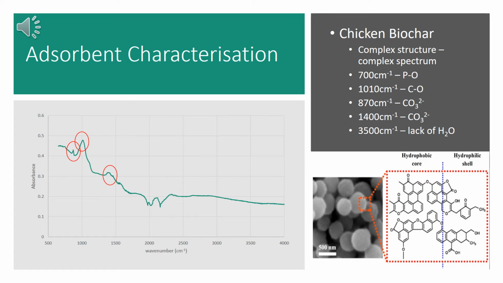Here you can see the FTIR spectrum obtained for chicken biochar. Chicken biochar is typically quite a complex structure, and that results in a complex FTIR spectrum, as you can see from the lack of resolution of these peaks. But there are a few peaks that you can identify, which I've circled here in red, and I've just given a brief rundown of what these peaks correspond to in terms of functional groups on the right there.